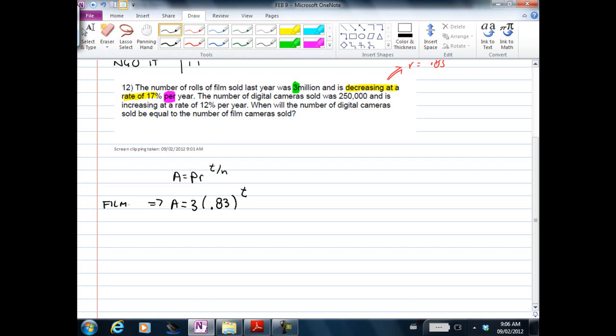Film. Okay. At the same time, digital cameras kick in. So I have another set of formulas I've got to worry about for digital cameras. We'll call this digital. Digital cameras sold 250,000. And look, they're increasing at a rate.